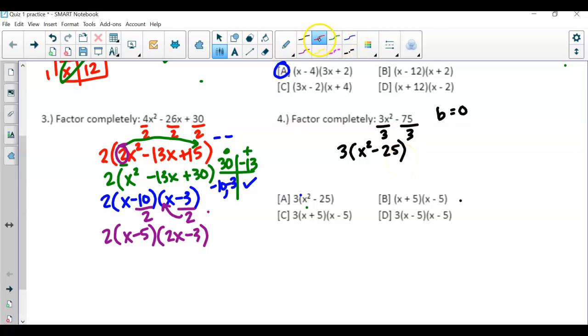Now notice inside the parentheses, we do have a difference of 2 squares, because the square root of x squared is just x, and the square root of 25 is 5. So we do have a difference of 2 squares. So this is 3 times x plus 5 times x minus 5. So that's why the answer is C.